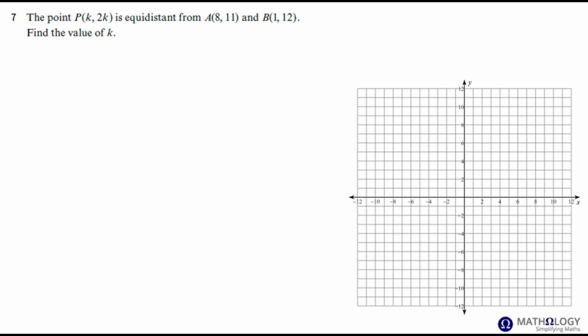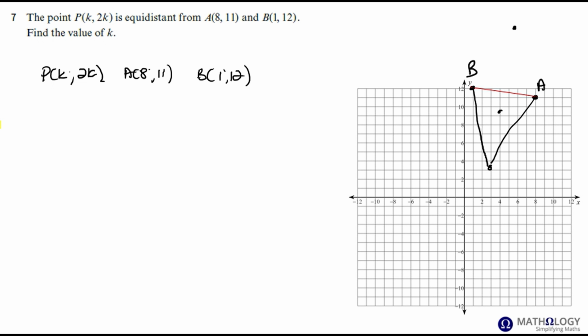Question 7. The point P (k, 2k) is equidistant from the points A (8, 11) and B (1, 12). Okay, so what that means is that P could be somewhere there, it could be here, it could be there. It's basically on the locus of points. We haven't done locus. We don't need to know that. But what it basically means is that P is just as far away from A as it is from B.